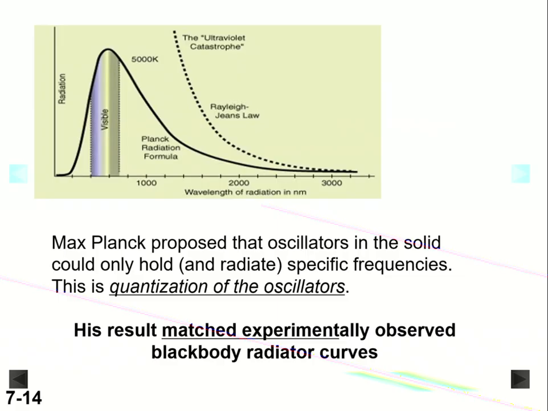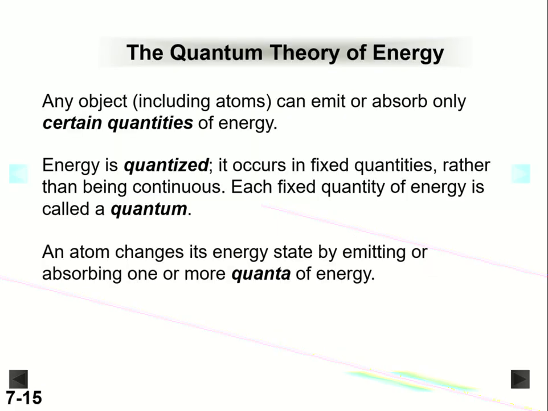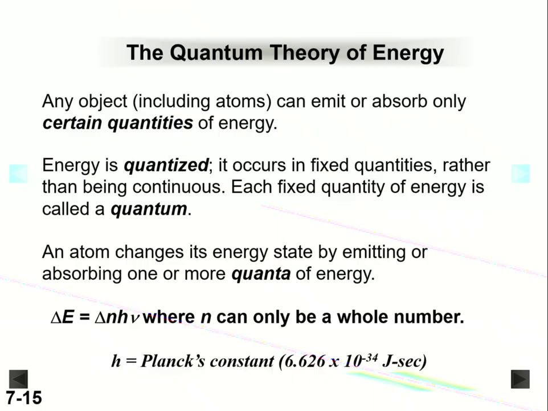And that one concept is going to lead us really through all the rest of this year, and it will take you through all of your more advanced physical chemistry. You quantize the oscillators, and we'll see why this quantization occurs, at least conceptually, later in this chapter. So the quantum theory of energy tells us that any object, and this includes atoms, can emit and absorb only certain quantities of energy. It can only hold certain amounts of energy. Other amounts of energy, it simply won't hold them. Energy itself is quantized. It occurs in fixed quantities rather than being continuous.